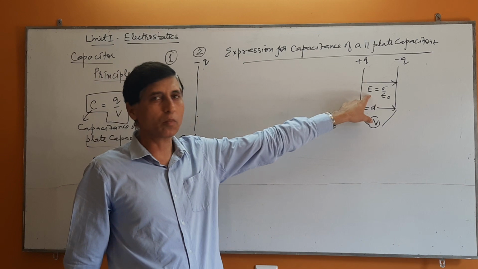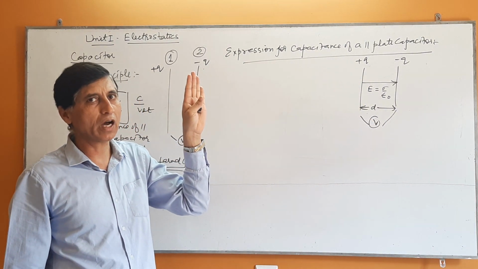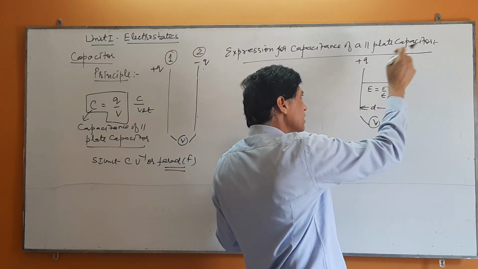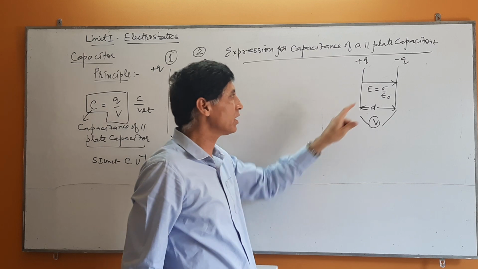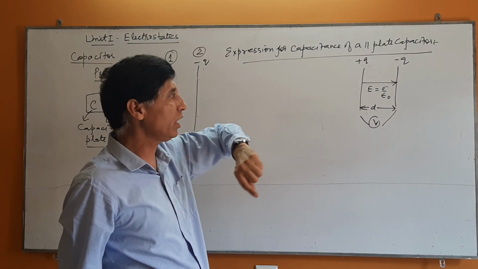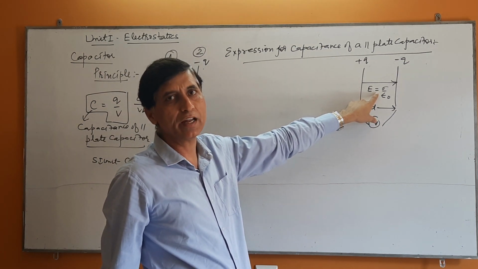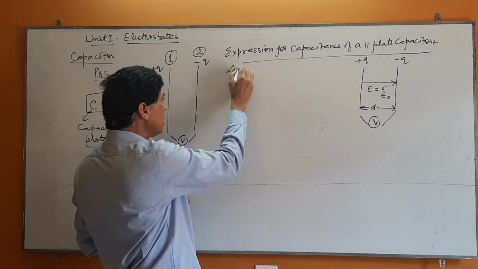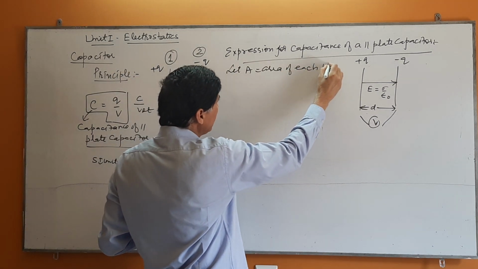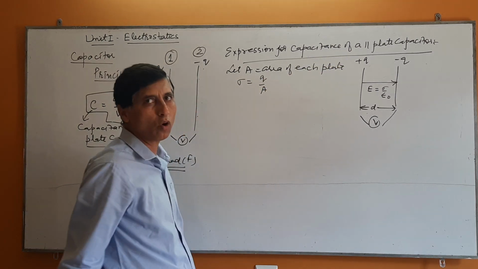We have read in the case of Gauss theorem, we have just derived due to a thin infinite plane sheet of charge, and we have calculated the electric field on the left side, on the right side, and in the space between the plates of the capacitor, and then we derived this formula. So we are using this formula from there, sigma upon epsilon naught. What is sigma? Sigma is the charge density. Let A be the area of each plate, then sigma is equal to charge upon area, Q upon A.